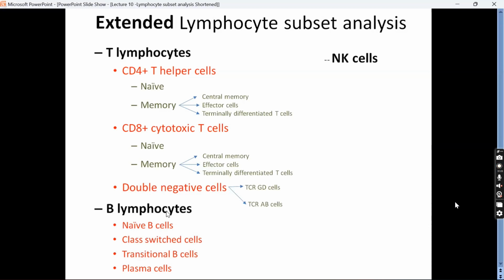For B lymphocytes, by doing an extended lymphocyte subset analysis, we can find the naive B cells, the class switched B cells, and the plasma cells. If there are no plasma cells and there is no class switching, it's combined variable immunodeficiency. That's how we diagnose. So that is about extended lymphocyte subset analysis, the difference between basic and extended lymphocyte subset analysis.